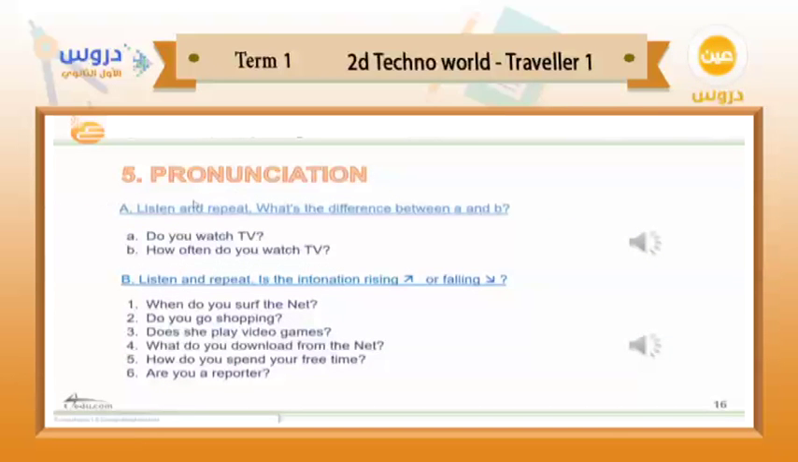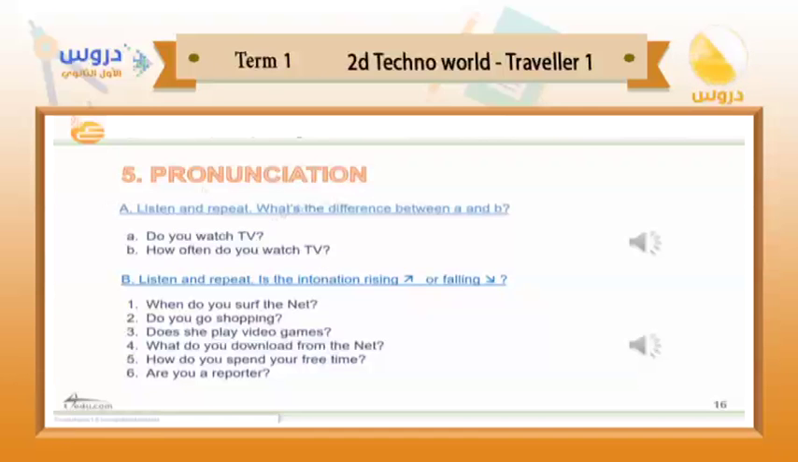Okay, as for pronunciation, I'd like you to listen and repeat and find the difference between A and B. Look at these questions, okay, and listen carefully. 5. Pronunciation. A. Listen and repeat. What's the difference between A and B? A. Do you watch TV? B. How often do you watch TV?